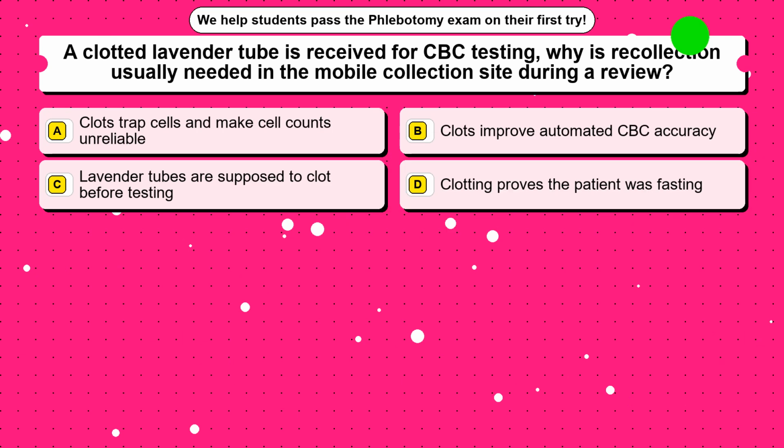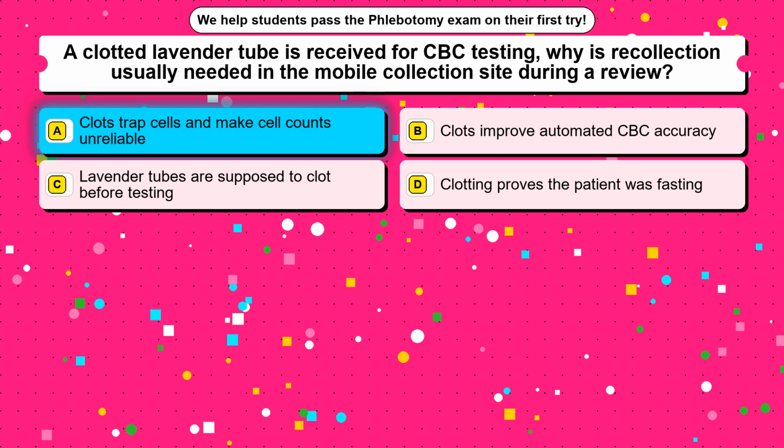Question 81. A clotted lavender tube is received for CBC testing. Why is recollection usually needed in the mobile collection site during a review? Option A, clots trap cells and make cell counts unreliable. Option B, clots improve automated CBC accuracy. Option C, lavender tubes are supposed to clot before testing. Option D, clotting proves the patient was fasting. The correct answer is option A.